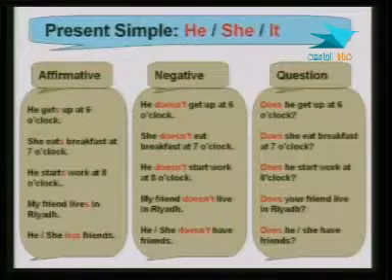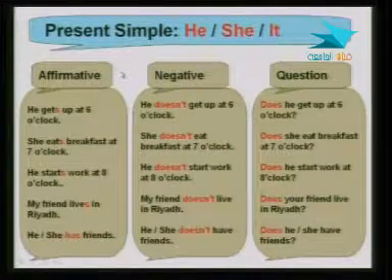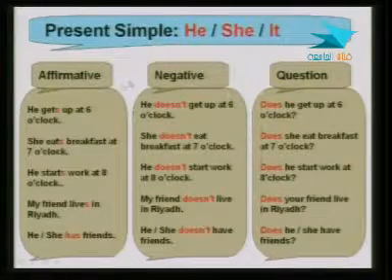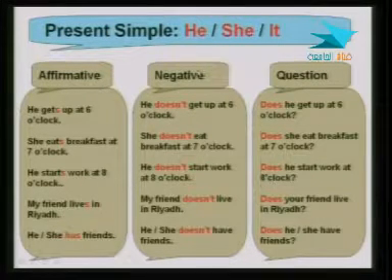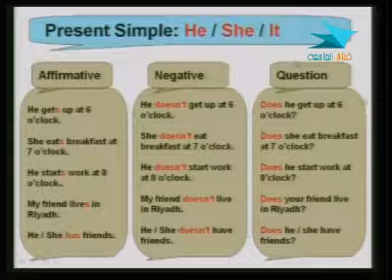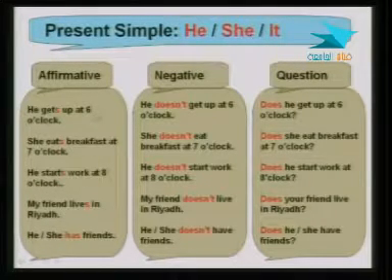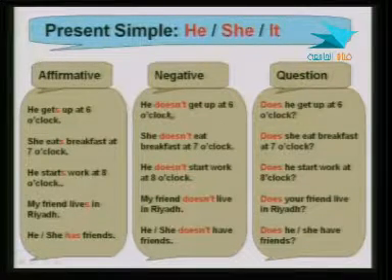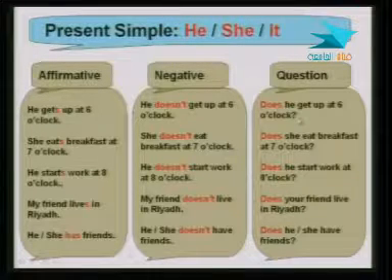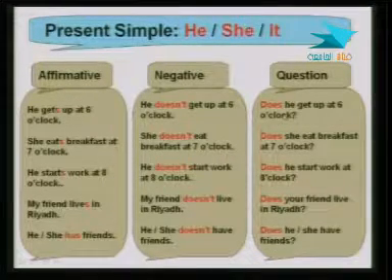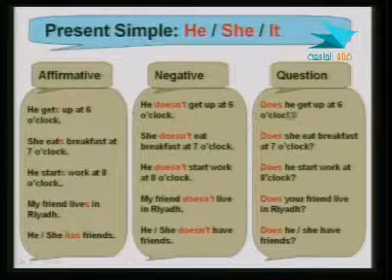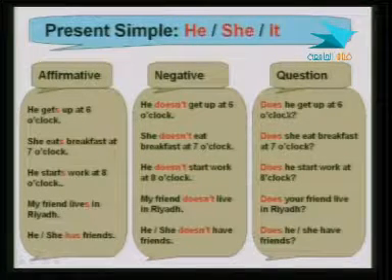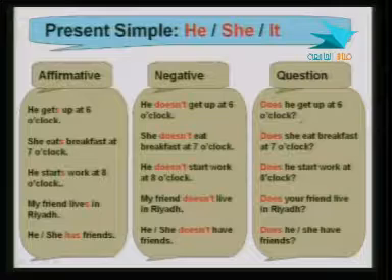Okay, now this slide also gives us more examples with the use of he, she, and it. Again, we can make affirmative sentences, negative sentences, and also questions in this part of the slide. He gets up at 6 o'clock. He doesn't get up at 6 o'clock. Question: does he get up at 6 o'clock? Also notice the intonation I use when I read the question: at the end of the question there is a rising intonation. Does he get up at 6 o'clock?